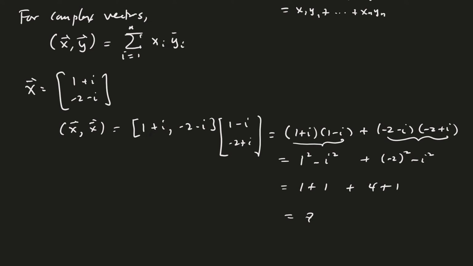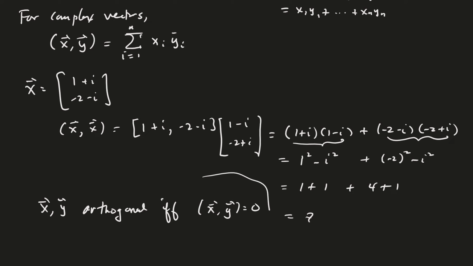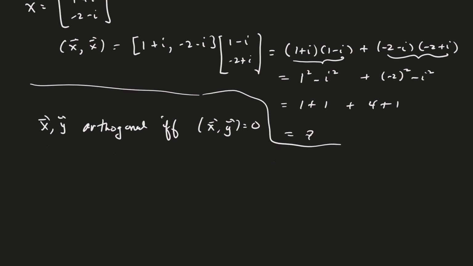Let's see. And so x and y are orthogonal if and only if the inner product between x and y equals 0, right? And that's true for complex as well as real.